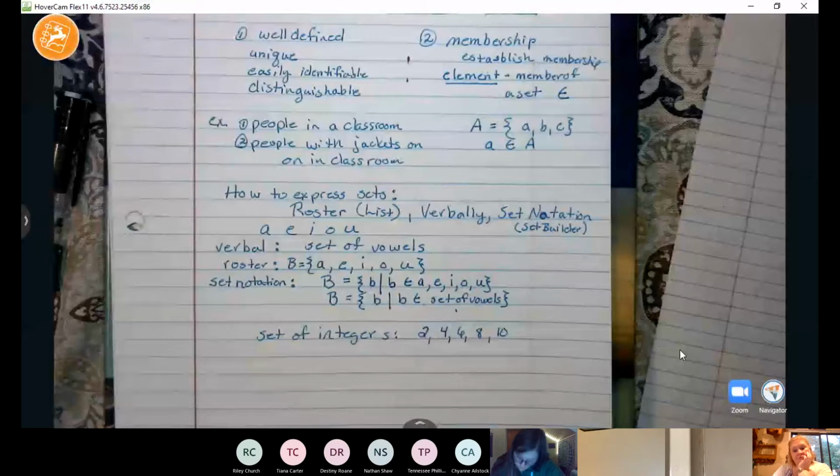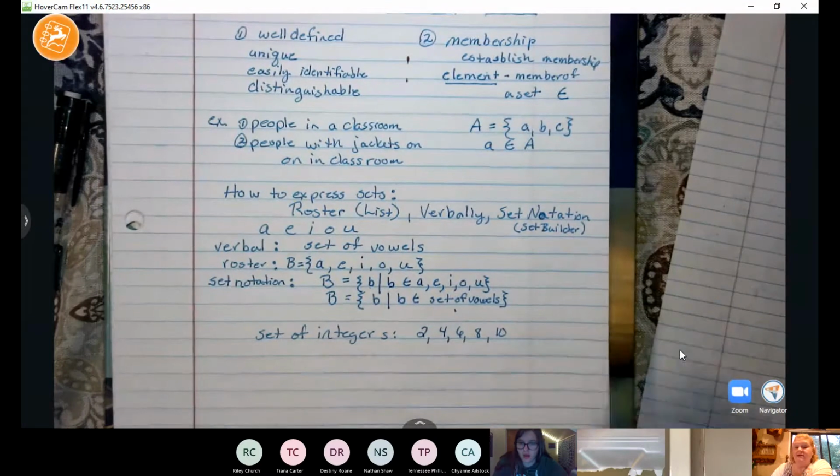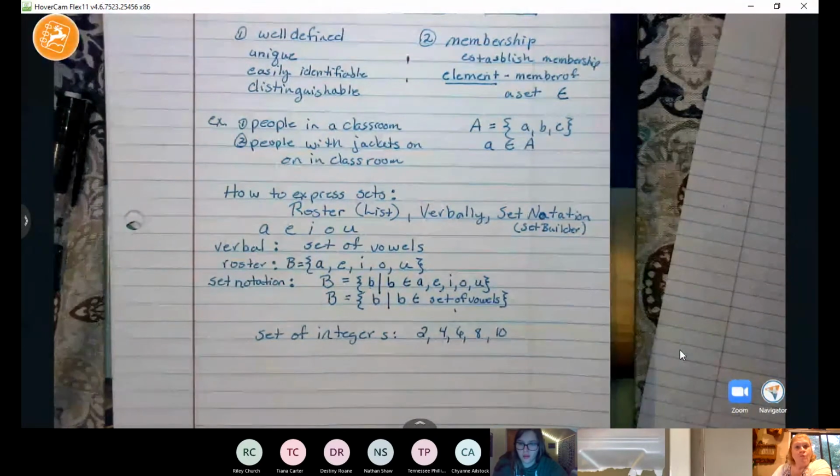Anyone? How could you describe them? Are they even? Yeah, multiples of 2. They are even. Do they go on forever? Is there a dot, dot, dot at the end? No, so they don't go on forever. So they are restricted. What are they restricted to? 10. 2 to 10.